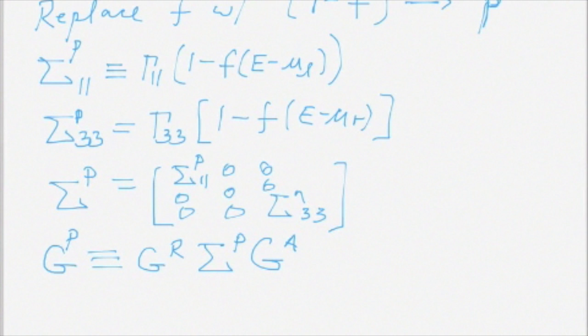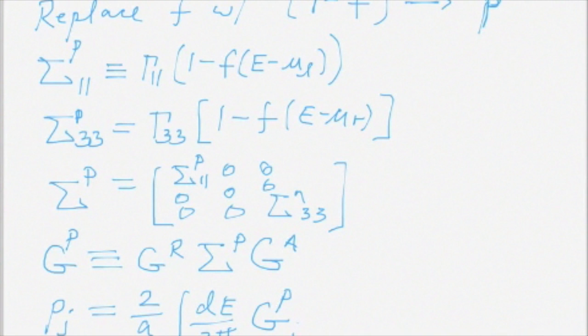And so the whole density, Pj, at any site is just 2 over A integral dE over 2 pi times the diagonal elements of this G P, J, comma J as a function of energy. It becomes that simple. And if you write it all out, it looks just like our expression for the electron density, except wherever you had an F, you now have a 1 minus F. So if we were to write this out, let me just put it on the next page just so it's clear.